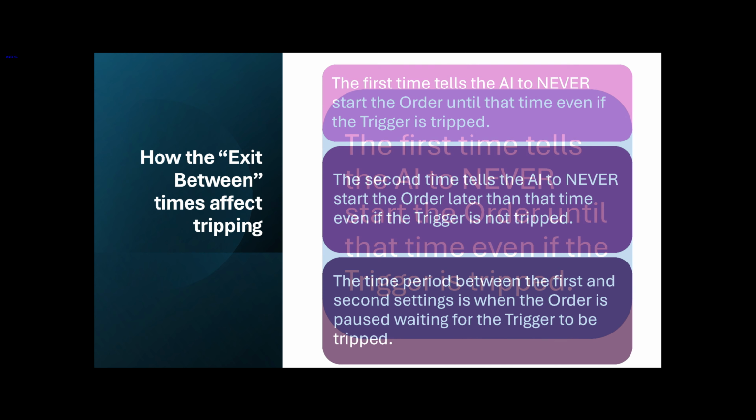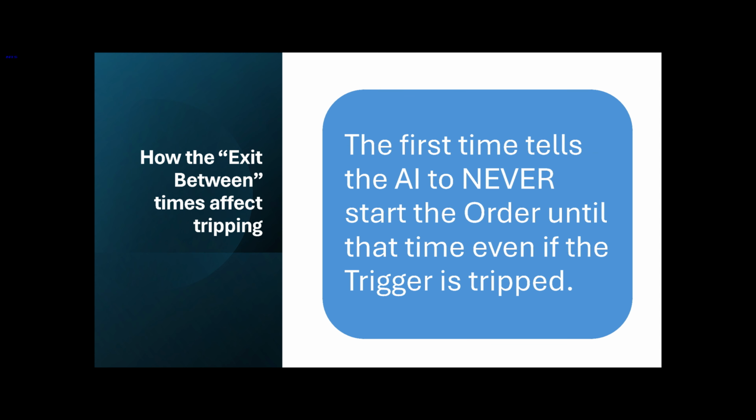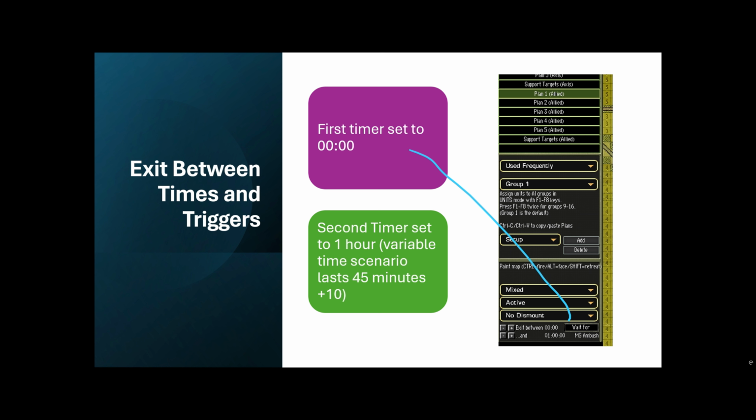trigger to be tripped. If you want an AI group to always wait for a trigger to be tripped, leave the first timer to 00 and set the second timer to something greater than the scenario's maximum game time.